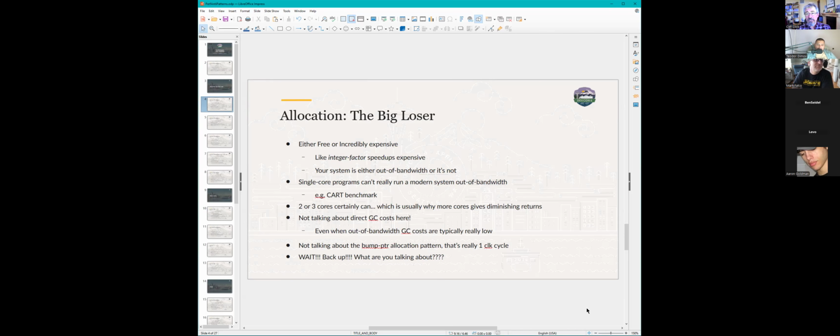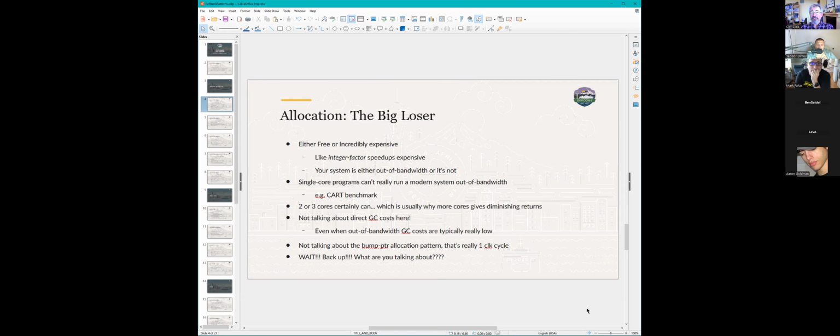And when I say incredibly expensive, I mean getting rid of it can give integer factor speedups, like large speedups. That's because your system is either out of bandwidth or it's not. Single core programs have trouble running a modern system out of bandwidth. I'm giving a benchmark that's internal to Hashgraph, but a lot of single-threaded benchmarks just don't run you out of bandwidth, which means your allocations are cheap. But if you have more cores that are busy allocating, you can totally run out of memory bandwidth, and adding more cores will give you this diminishing returns behavior.